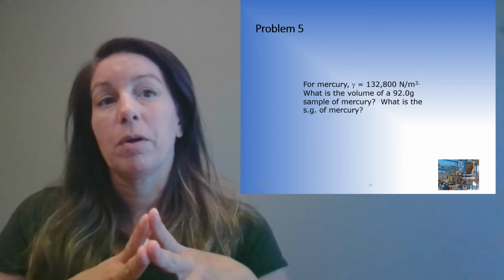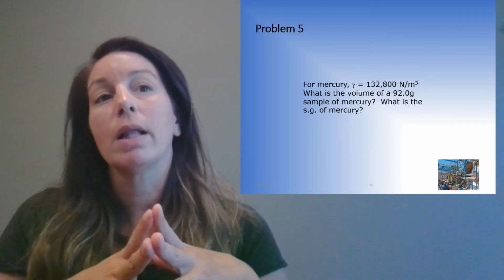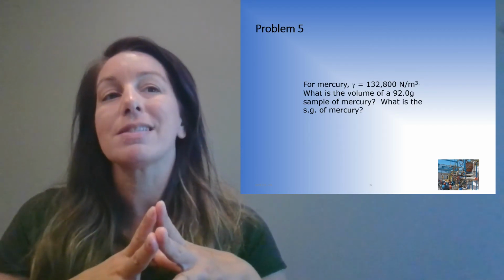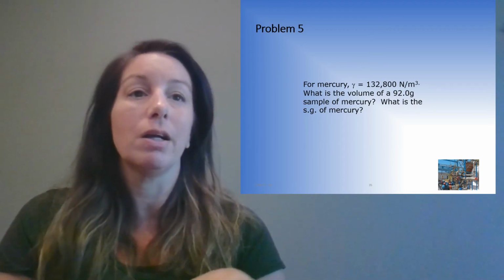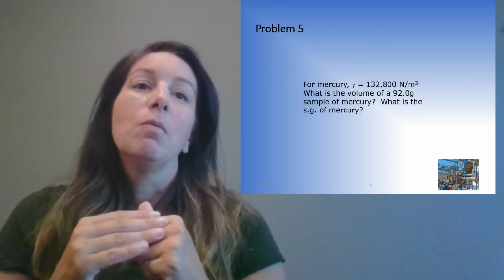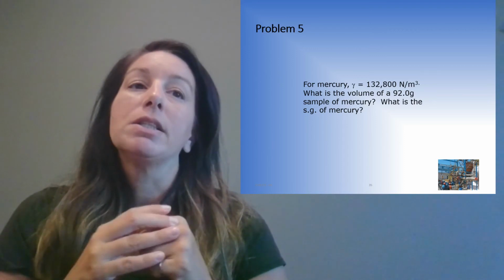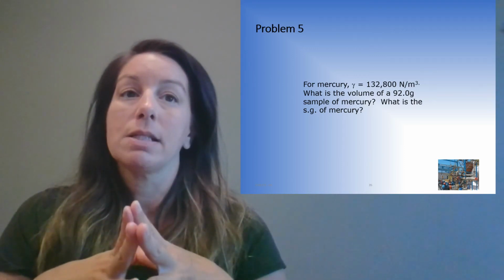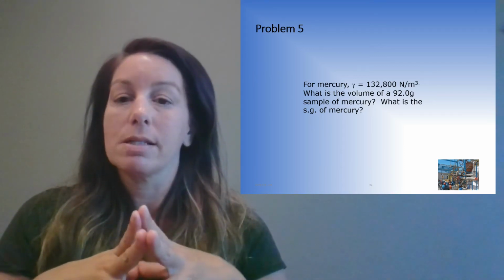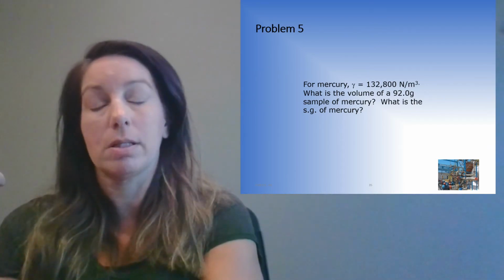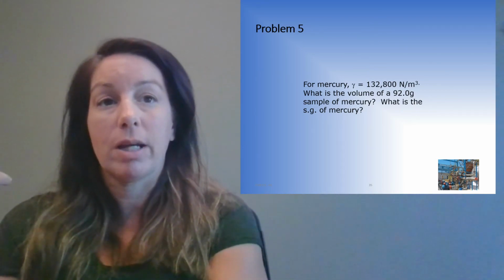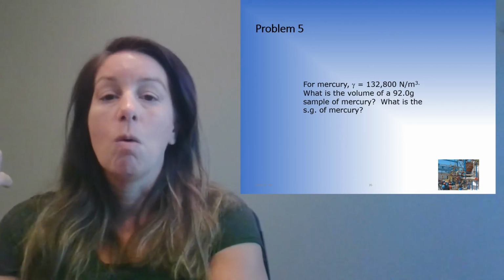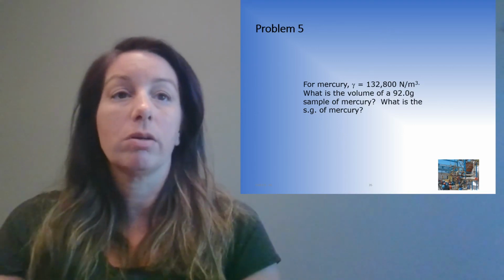Next one. For mercury with a gamma of 132,800 newtons per cubic meter, what is the volume of a 92.0 gram sample of mercury, and what is the specific gravity of mercury? So remember, the specific gravity is just its relationship to water, pure water at 4 degrees C.